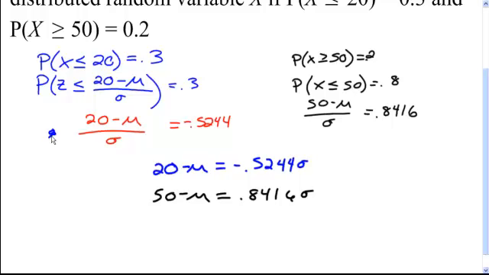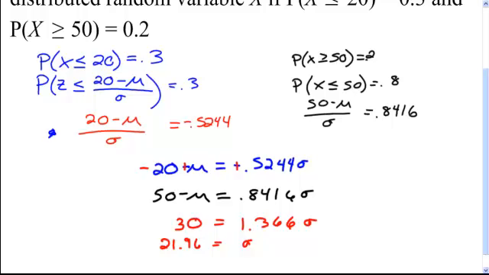If I do elimination here, I can directly cancel out my means. So I'm going to multiply one of these by a negative, so I'll make this negative, positive, positive. When I do elimination here, my means cancel out. And on the left-hand side, I have positive 30 equals 1.366 sigma. Divide both sides by 1.366, and therefore my standard deviation is 21.96. That's quite a spread.